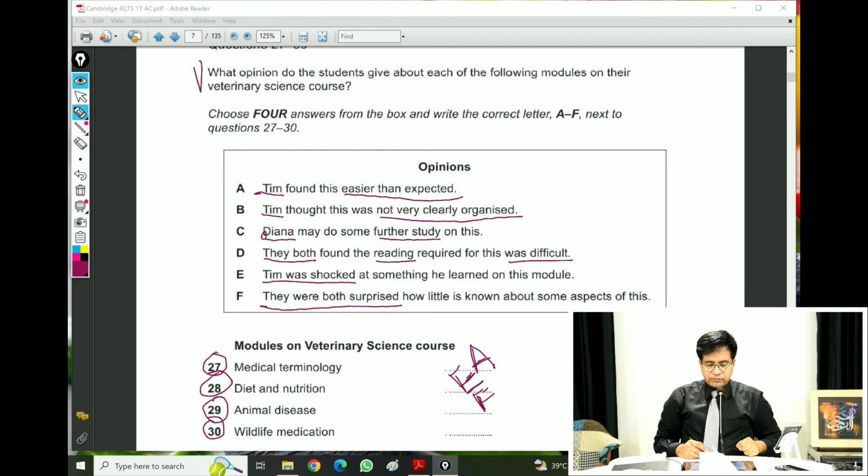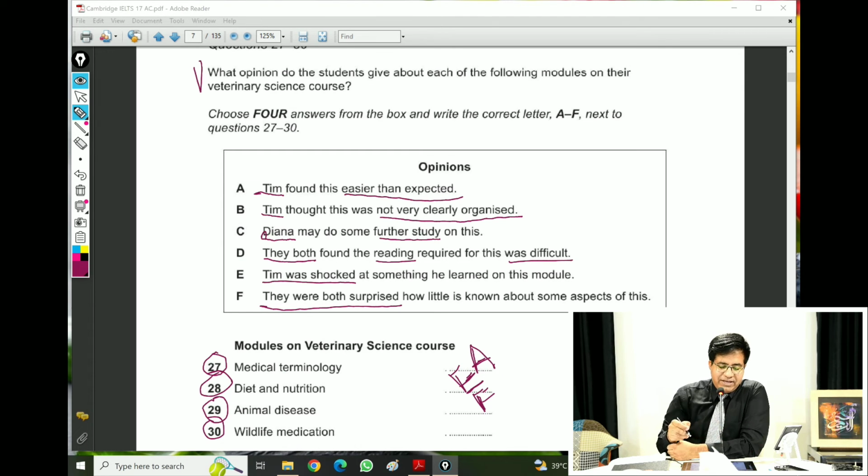I loved the wildlife medication unit. Things like helping birds that have been caught in oil spills. That's something I hadn't thought about before. Yeah, I thought I might write my dissertation on something connected with that. Right, actually I was thinking something along the same lines.